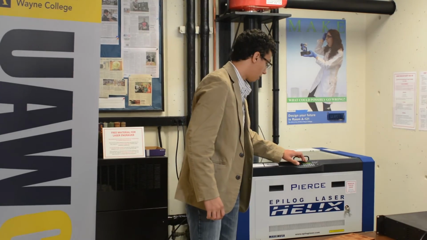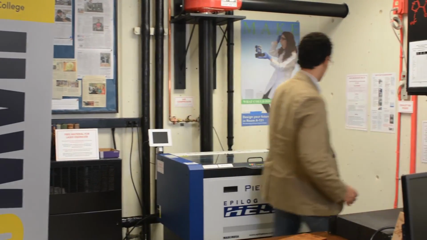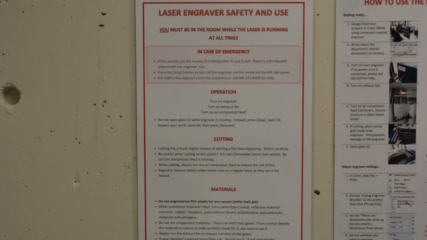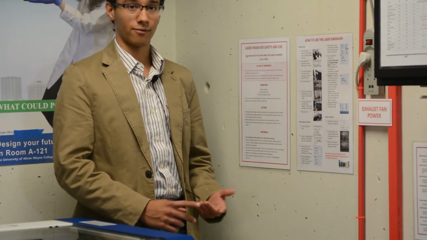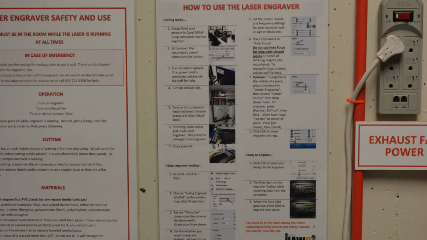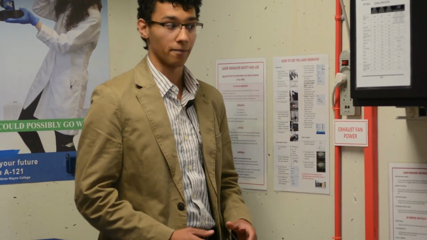Now that we know that it's on, we should look over some of the directions. Over here we have the laser engraver safety use. This just makes sure that you know what you're allowed to cut and what not. Things like wood are fine, but things like PVC are not fine, so you can't use that. Over here we just have some extra directions to make sure that if you get stuck or you're not sure, you can consult these directions to make sure you know what you want to do.